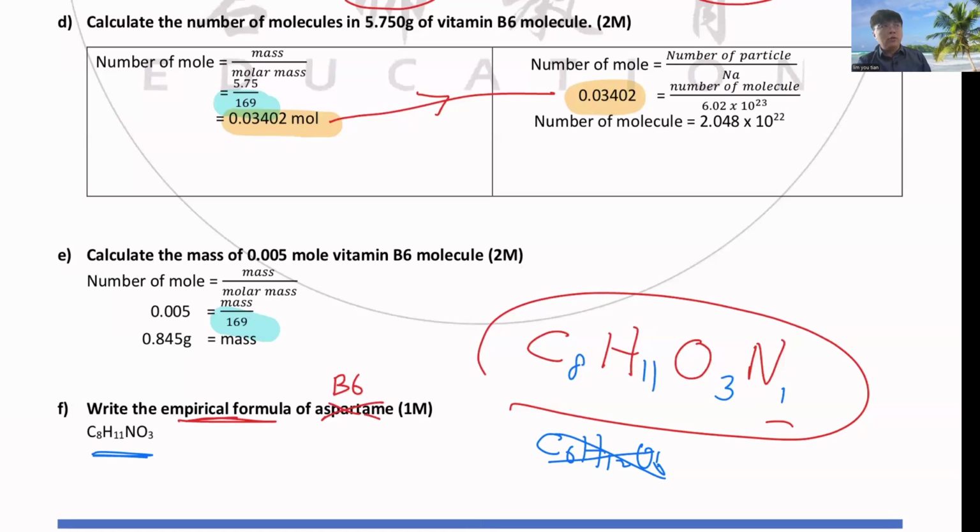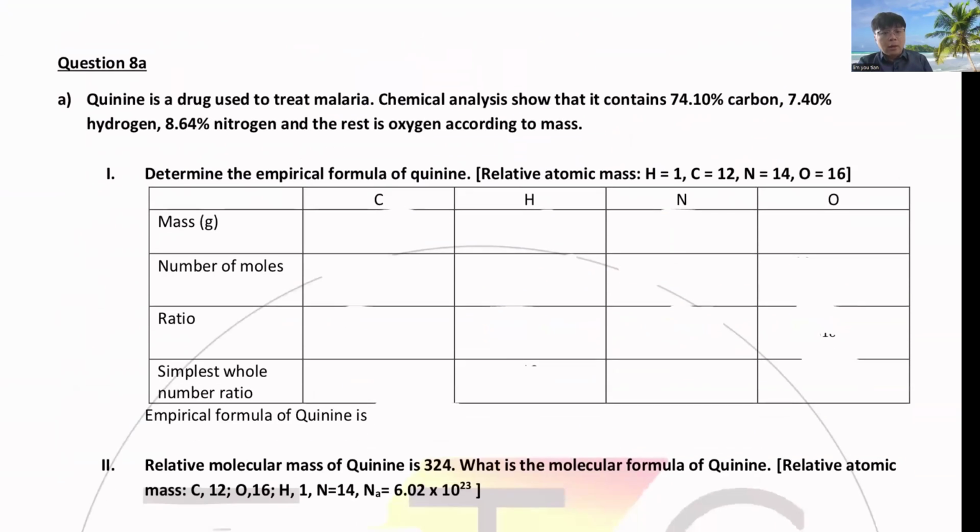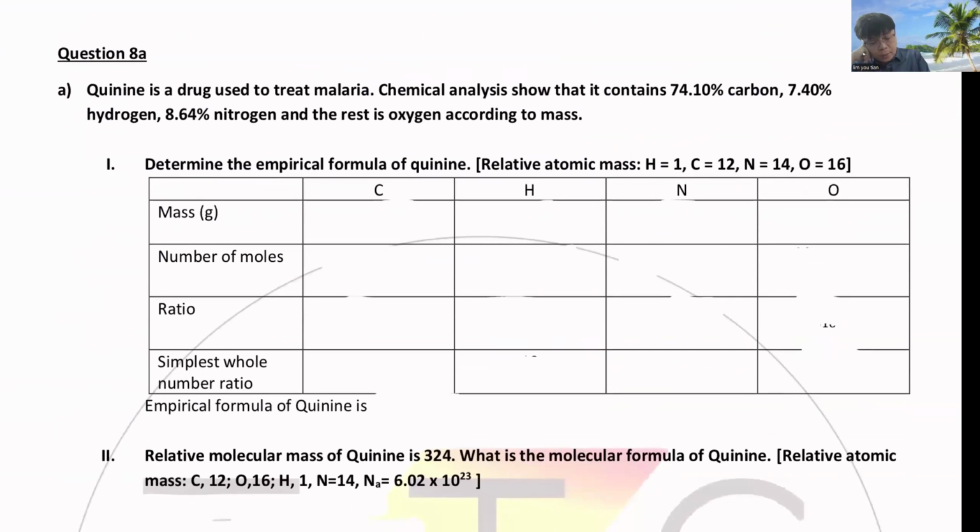Okay, so then we move on to the second type of calculation. The second type is actually a Form 5 calculation that they bring forward to your exam. They will give you a name that you never see before, quinite. It looks like, wow, teacher, very complicated. It doesn't matter, because they tell you that this quinite has 74.1% of carbon, 7.4% of hydrogen, and 8.64% of nitrogen. And the remaining will be oxygen.